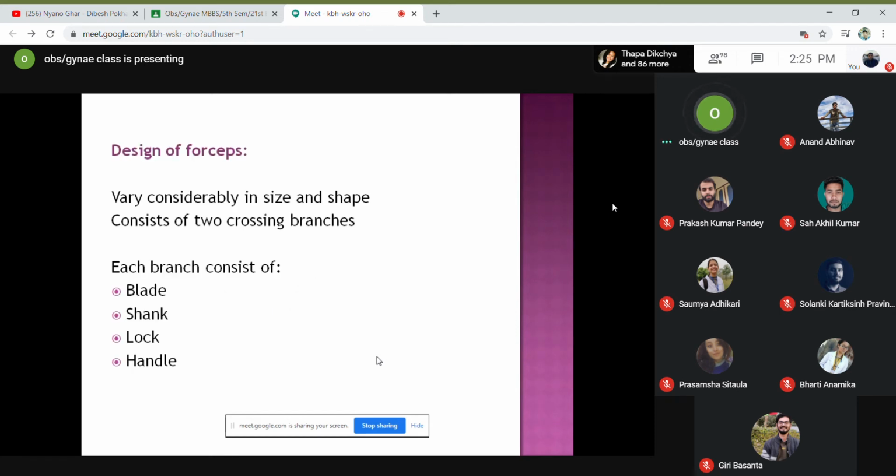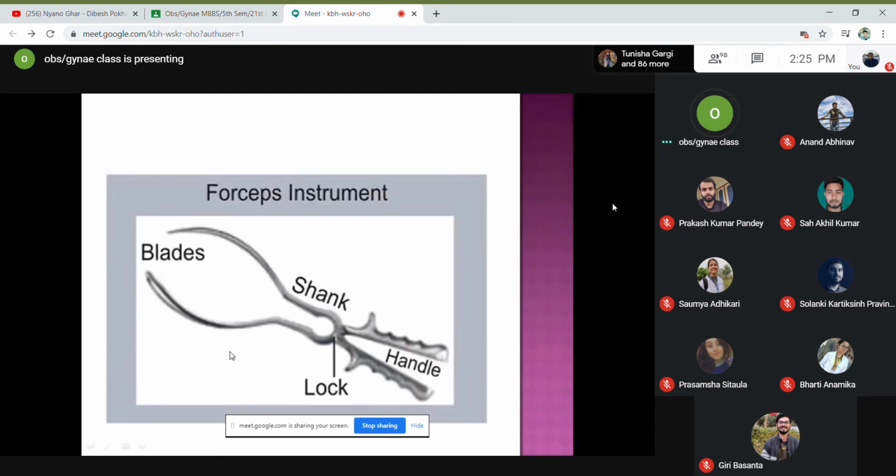Design of forceps: it varies in size and shape. It consists of two branches, crossing branches, and each branch consists of blade, shank, lock, and handle. This is the pair of instruments, one handle. This is the blade, and this is the shank, this is the lock, and this is the handle. So there are two branches, and each branch consists of these four parts.